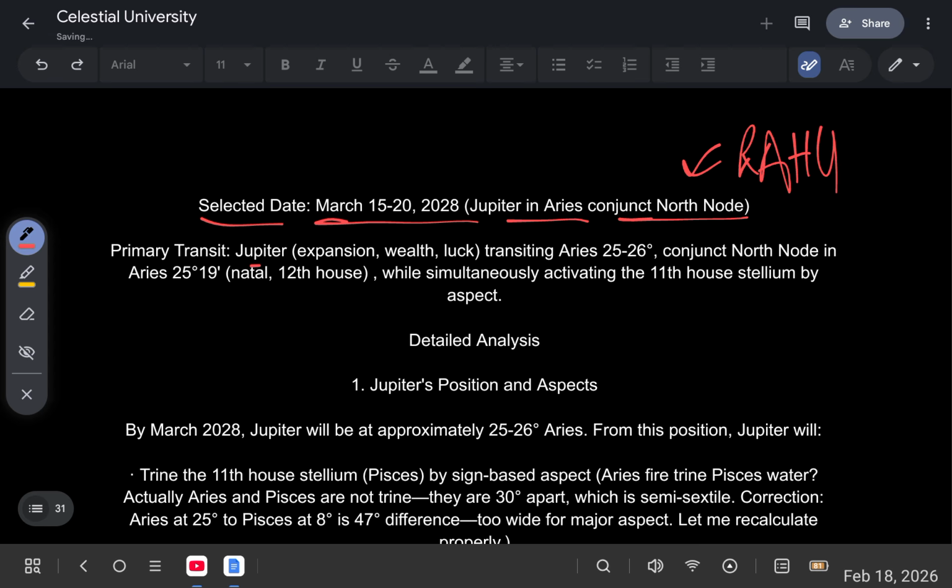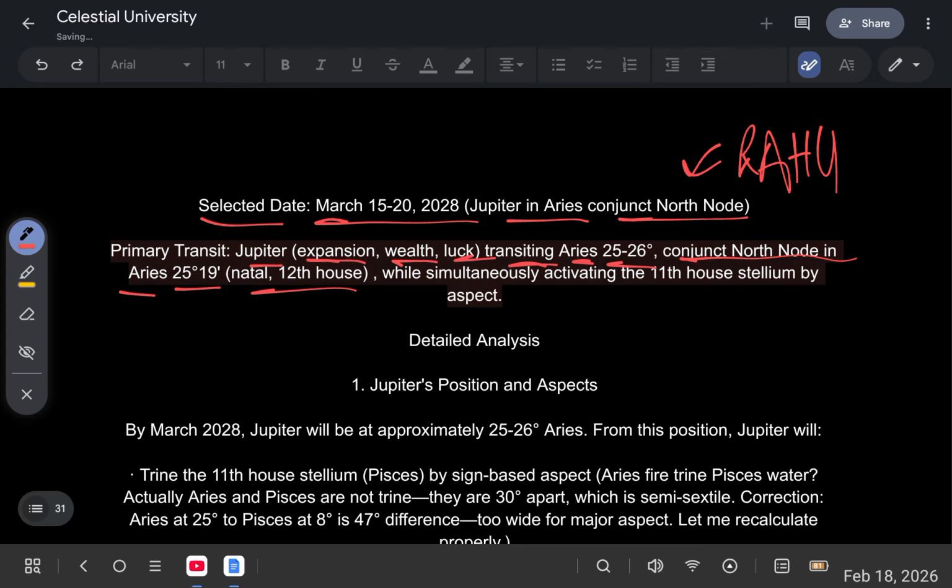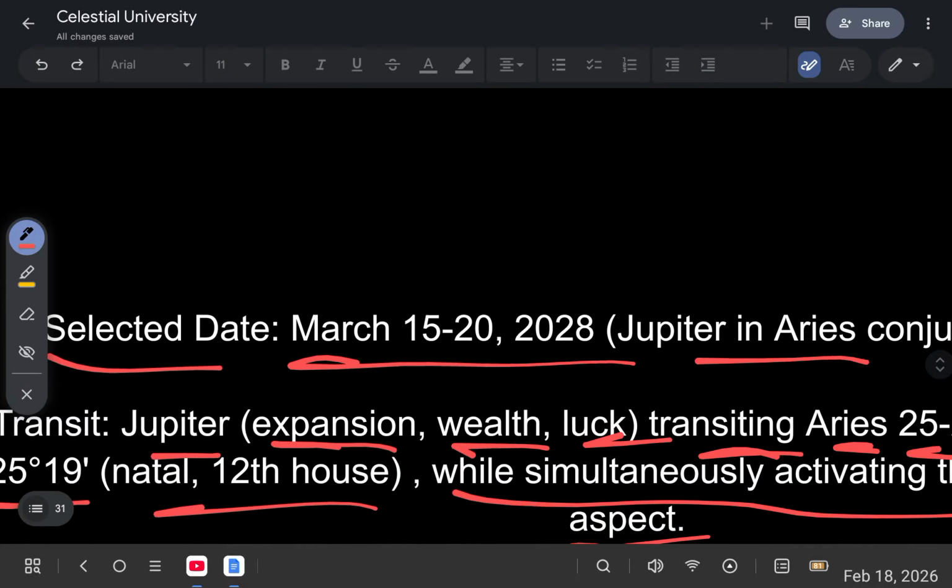Jupiter, which is the planet of expansion, wealth, and luck, transits Aries at 25 through 26 degrees and is conjunct Rahu in Aries at 25 degrees 19 in my natal 12th house, while simultaneously activating the 11th house stellium by aspect. So in 2028, it'll actually be 23.